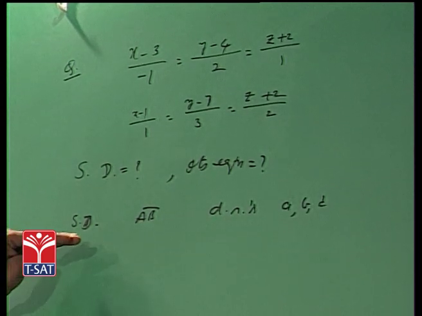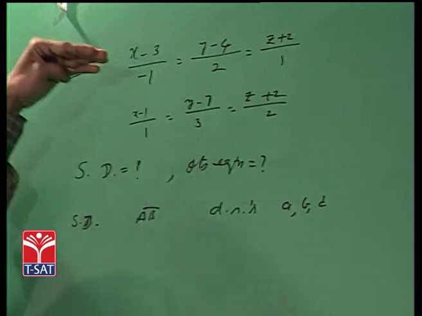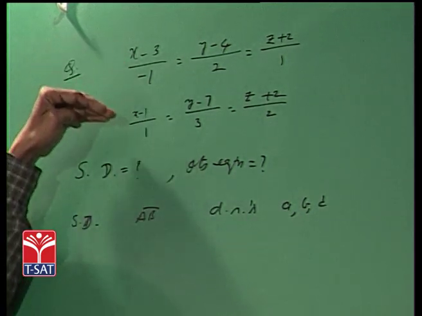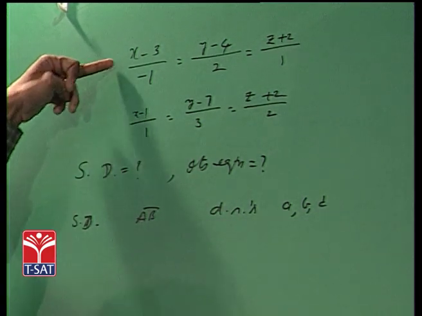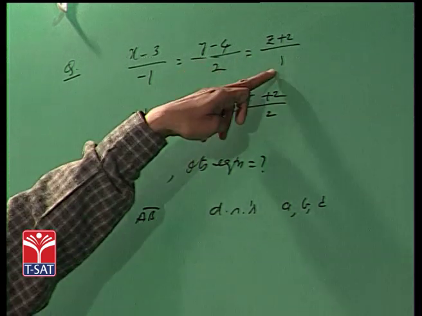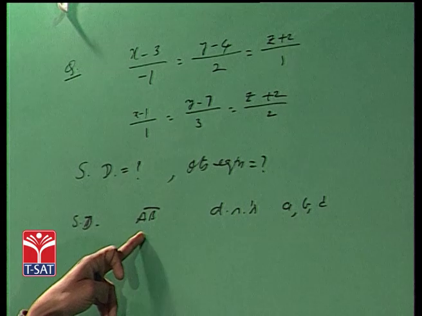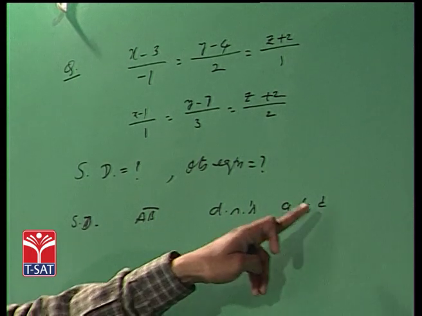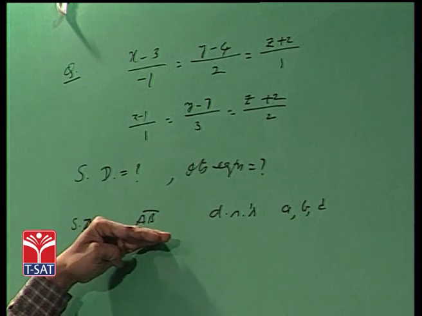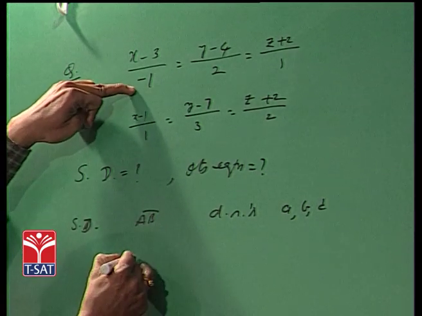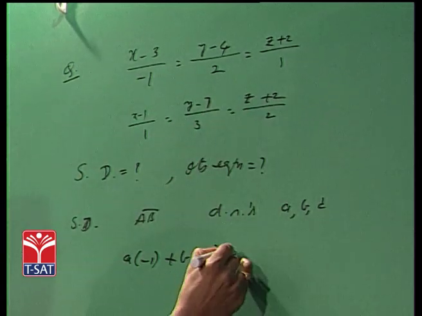Now, the shortest distance line segment is perpendicular to each of these two given lines. Therefore, here for the first line the direction ratios are minus 1, 2, 1, and the direction ratios of the shortest distance line segment AB are a, b, c. Now, this first line is perpendicular to the shortest distance line segment. Therefore, we have a into minus 1 plus b into 2 plus c into 1 is equal to 0.